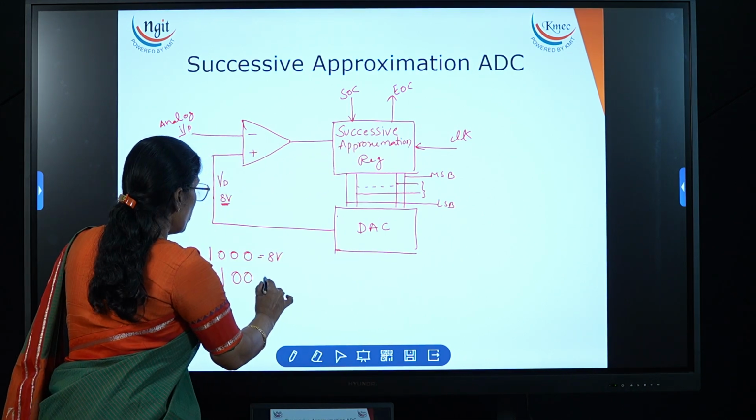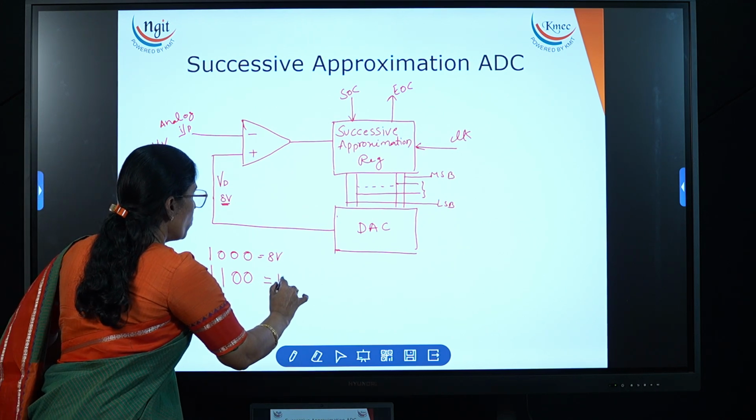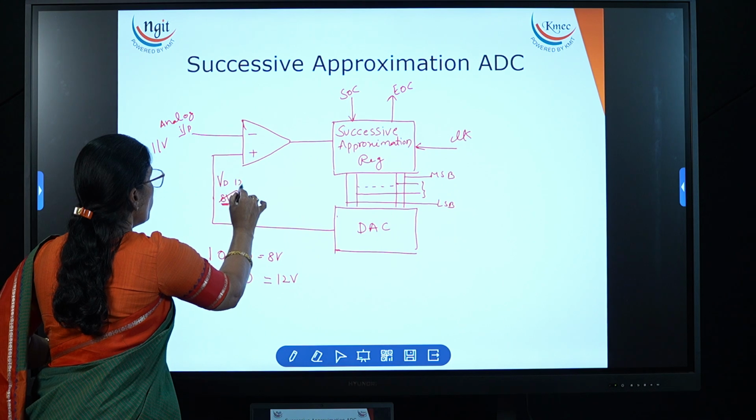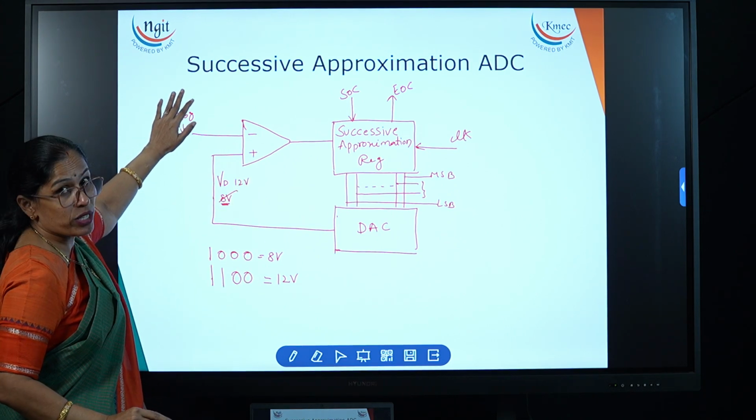Now what is the equivalent value for this one? This is nothing but 8 and 4, which is 12 volts. So now here it is 12 volts. The 12 volts is now compared with the 11 volts. Now the input analog value is lesser.